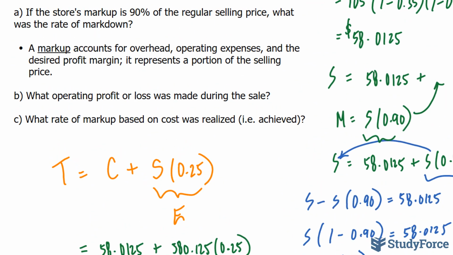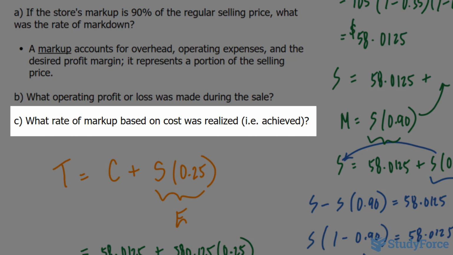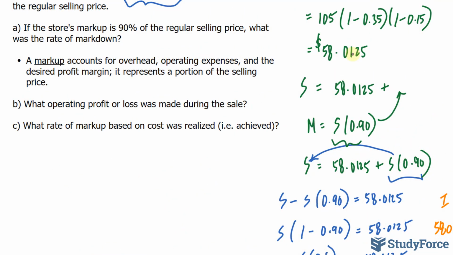And finally, for our last question, what rate of markup based on cost was realized? Now, before we start answering this question, remember that the cost per unit was 58.0125, and we also denoted that as N initially. Now, because the rate of markup in this question is based on the cost, we're looking for the percent change that will make 58.0125 into the sales price, the promotion price of $99.99. In other words, what percentage changes $58.01 over to $99.99? Essentially, this is a percent change problem.